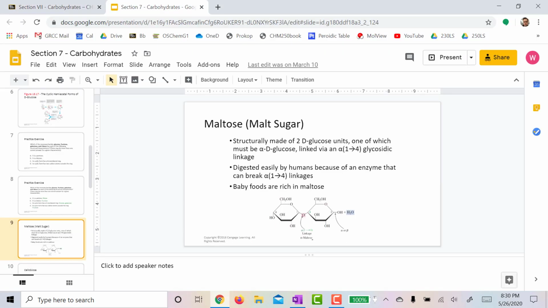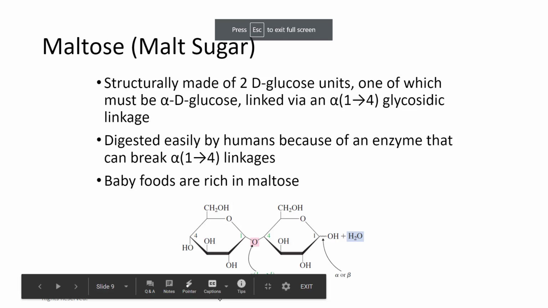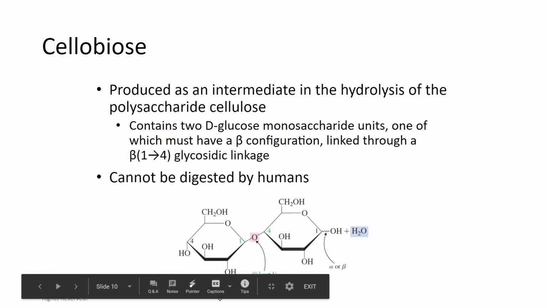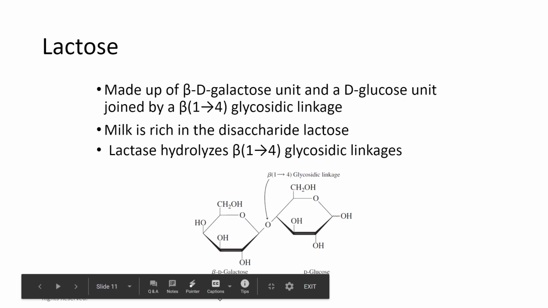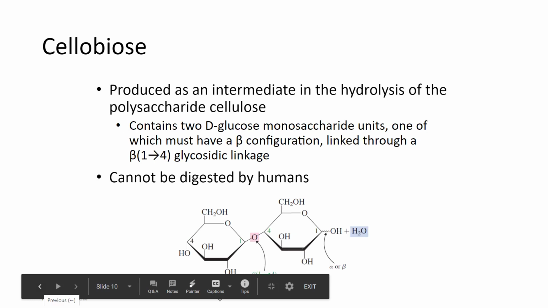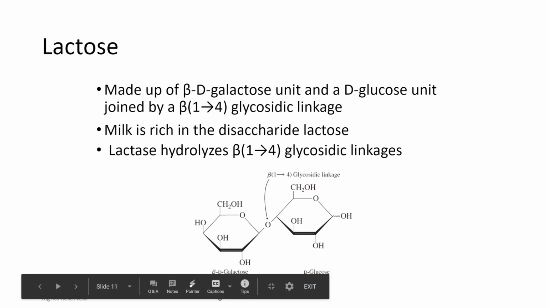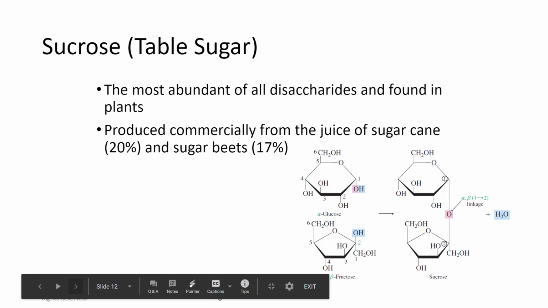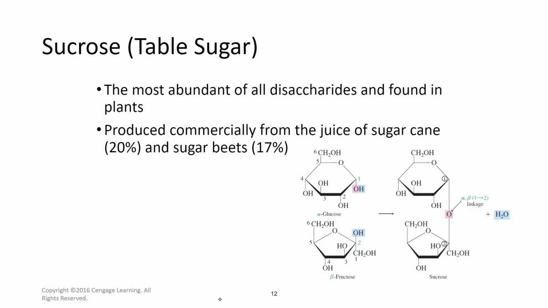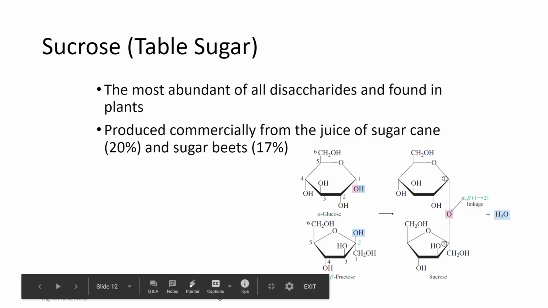So if you look, here's a couple slides that you can see. This is maltose, malt sugar. Okay, we can eat this. This is cellobiose. Here's lactose, so you can see the only difference between lactose and cellobiose is this one OH here. See, it's down here. It's up here. It's the same thing though. And that's sucrose or table sugar. You can see the linkage here.